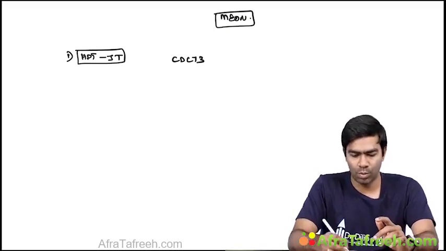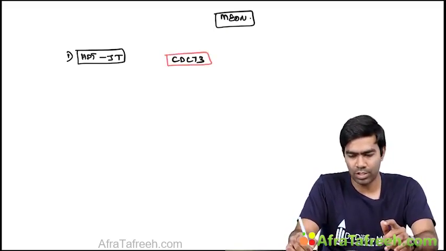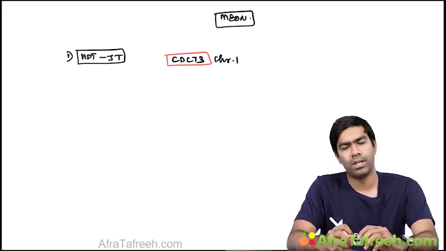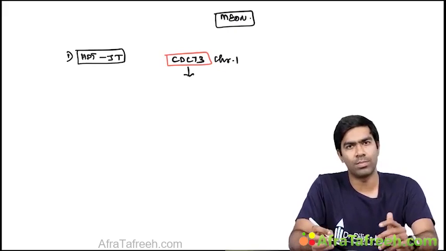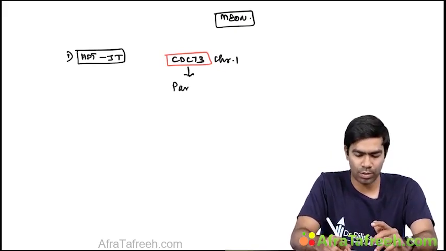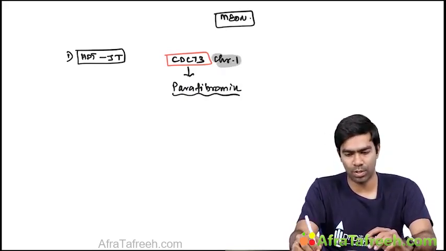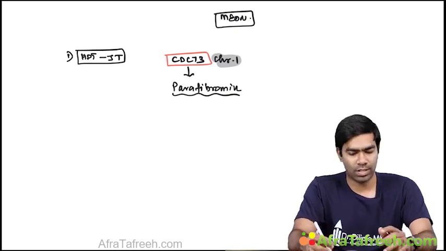That is the one that is mutated in this HPT-JT syndrome, which is actually present on chromosome number 1. And what is the product of this gene that is mutated? The protein that is produced by this gene is parafibromin. That is the protein. All these are exam questions, and it's seen on chromosome number 1. Clear? What are the clinical effects?